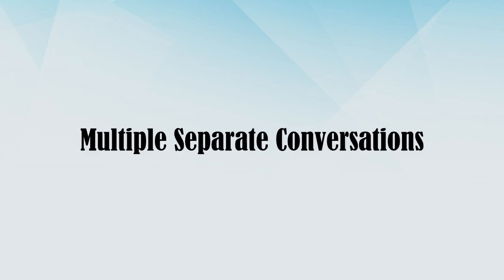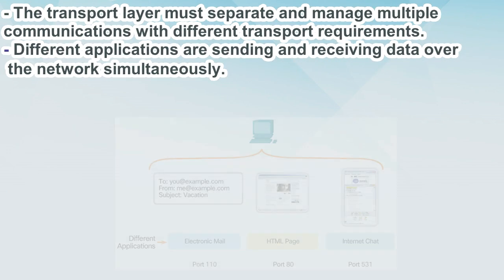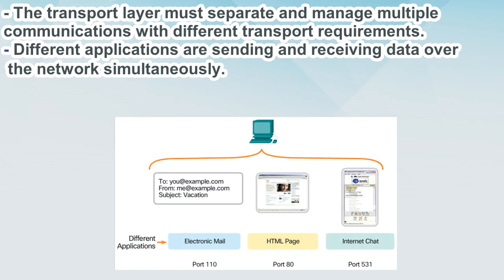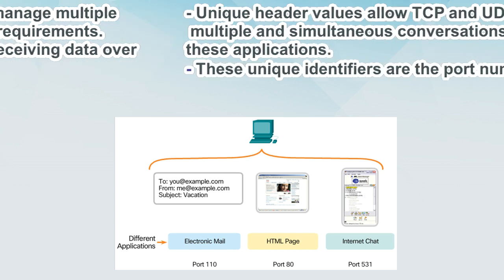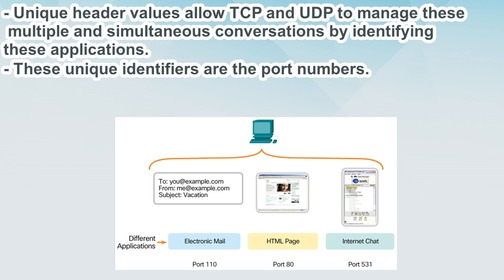Multiple separate conversations. The transport layer must separate and manage multiple communications with different transport requirements. Different applications are sending and receiving data over the network simultaneously. Unique header values allow TCP and UDP to manage these multiple and simultaneous conversations by identifying the application.